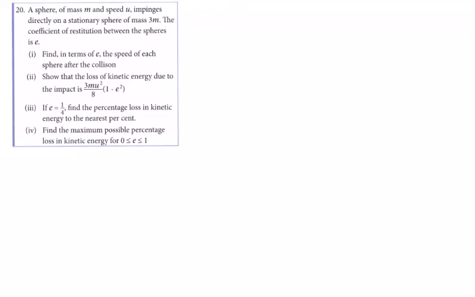In this question, we have a sphere of mass m and speed u. It impinges directly on a stationary sphere, 0, and mass 3m. The coefficient of restitution is e. Find in terms of e the speed of each sphere after the collision. We'll call these p and q.